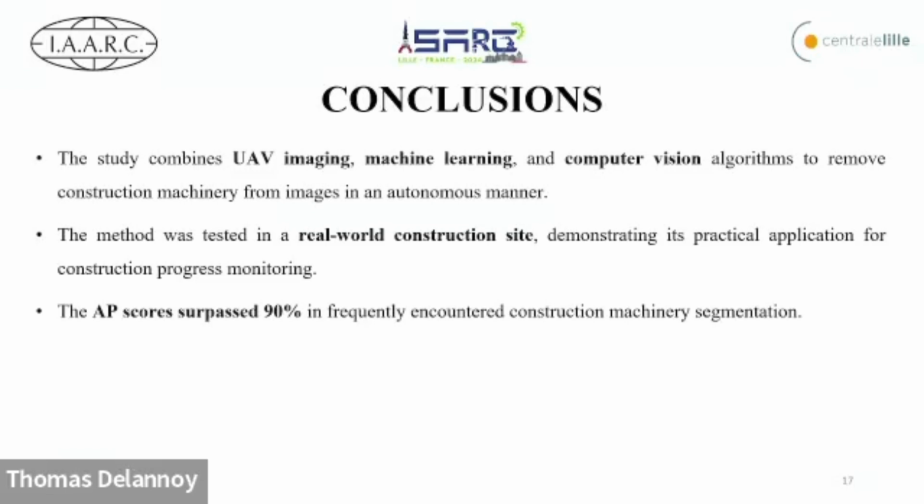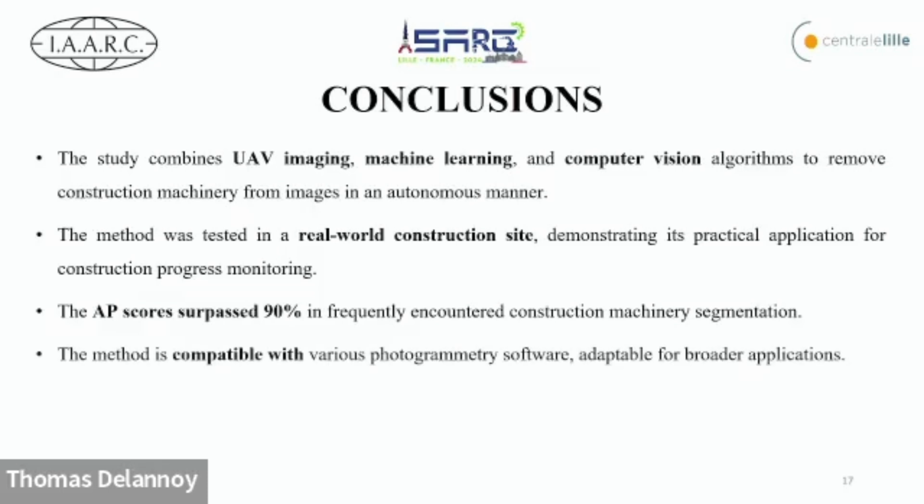The average precision scores are higher than 90% for the most used construction machinery in the construction site. Since we are creating inpainted images separately, those images can also be used in various photogrammetry software. They all include the EXIF data of the images, so they can be interoperable with other software.